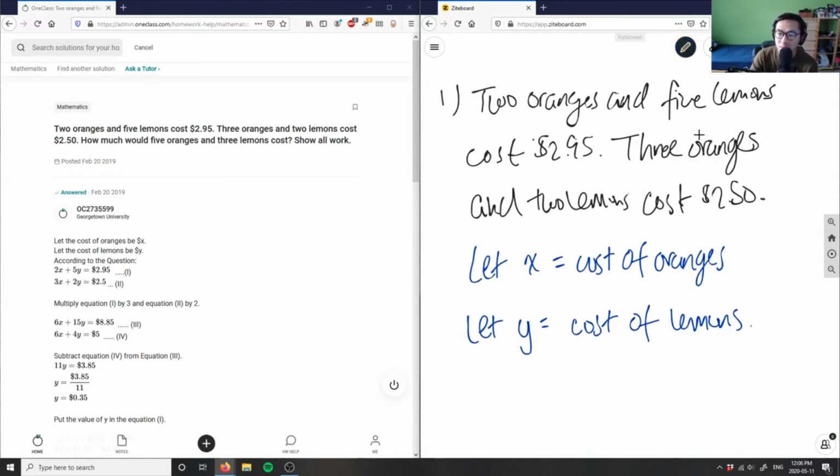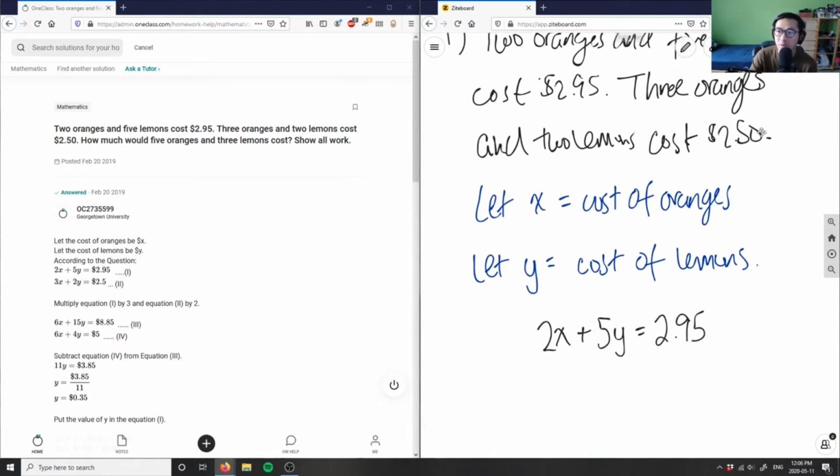So through our first statement, 2 oranges and 5 lemons, we can say 2 oranges, which is 2x, plus 5 lemons, 5y, equals $2.95, right? And then from our second statement, we have 3 oranges, so 3x, plus 2 lemons, which is 2y, equals $2.50, right? So we're given 2 equations.